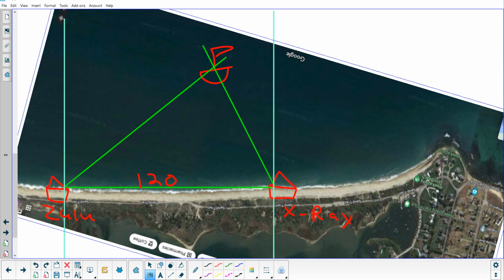Now, what is the angle that Zulu sees the boat at? How many degrees east of north? What was it? Yep, I believe it was 40. Okay. This is north. This would be south. North-south goes up and down. So it's 40 degrees east of north. That would be that angle right there, 40 degrees to the right of north. Now, same thing over here. Station X-ray sees it a certain number of degrees to the west of north.